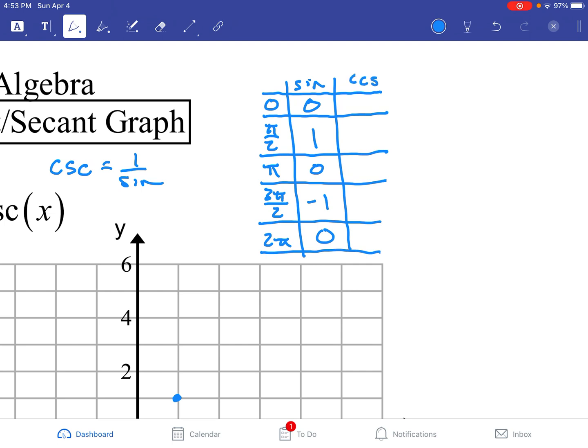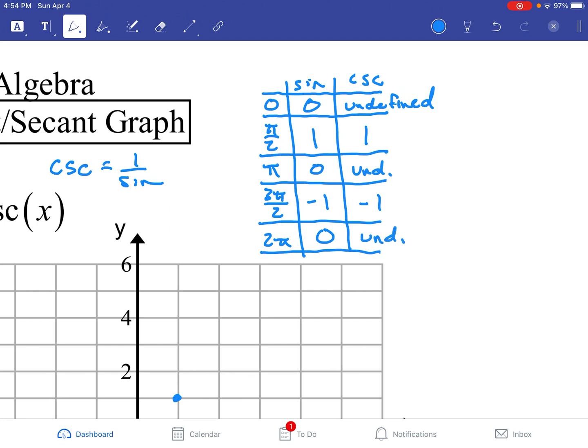So for cosecant, 1 divided by 0 is undefined. You can't divide something by 0. All right, it becomes undefined. So we've got to put undefined there. 1 divided by 1 is 1. 1 divided by 0 is again undefined. 1 divided by -1 is -1. And 1 divided by 0 is undefined.